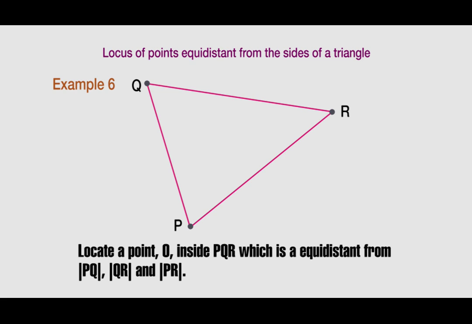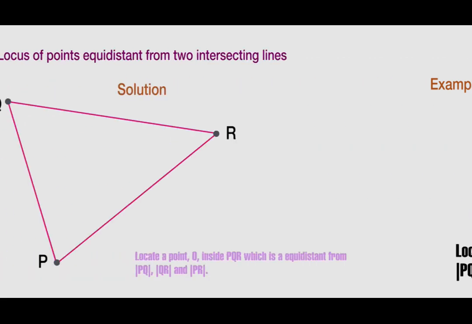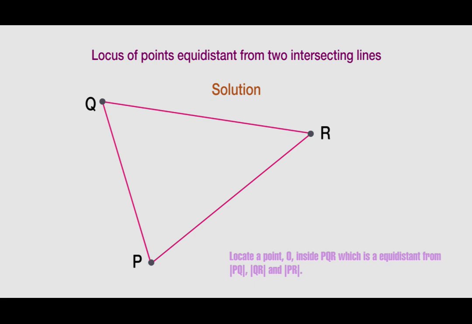Locate a point O inside triangle PQR, which is equidistant from the length PQ, the length QR, and the length PR. Let's take the solution of that. We will first pick any of the internal angles of the triangle and construct its bisector. Let's use angle PQR. In angle PQR, the angle to be constructed is at Q. And so we are going to bisect angle Q.